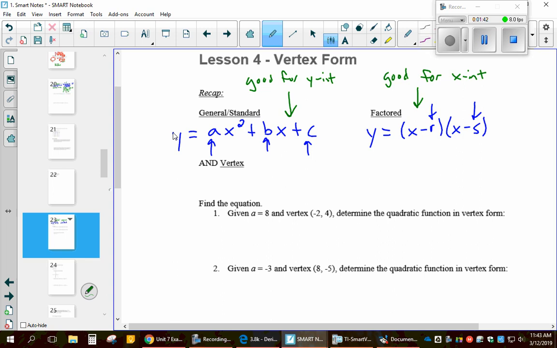All right, now I'm thinking you guys can probably read this one. I'll show you what vertex form is here for a second. So vertex form will be y is equal to a(x minus h) squared plus k. That's what our vertex form is going to be. Anyone want to take a stab at what vertex form will probably be good for finding? It's good for finding the vertex, right? So this one is going to be good for vertex.